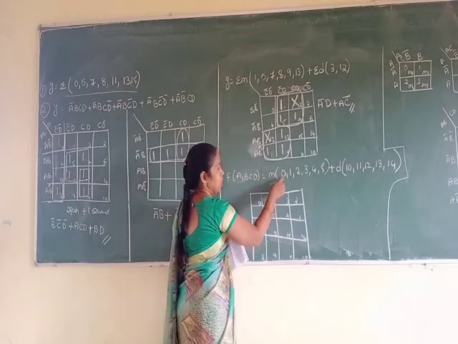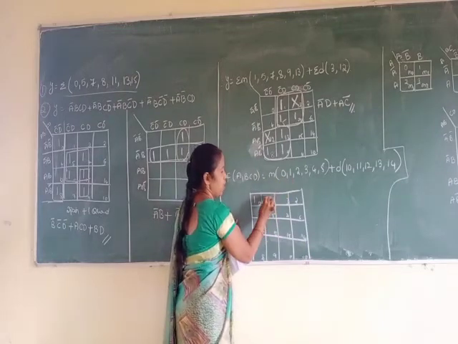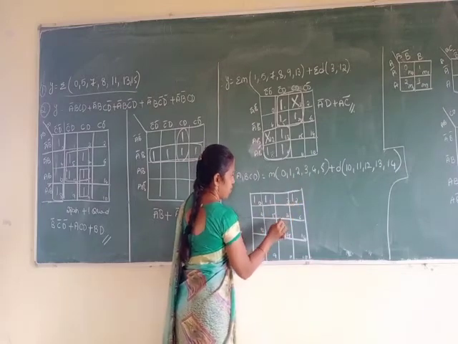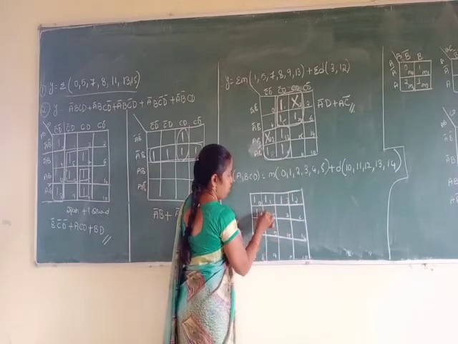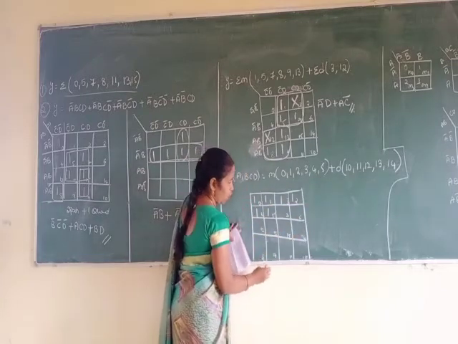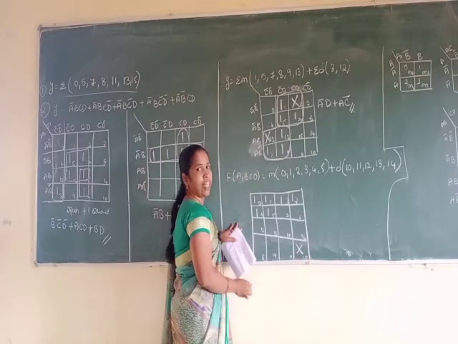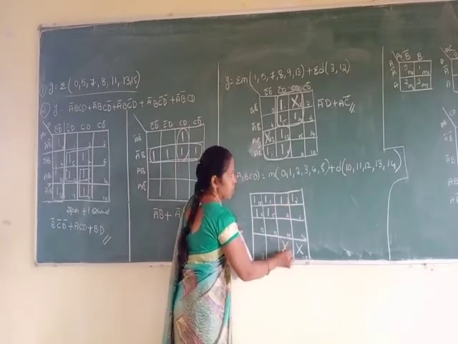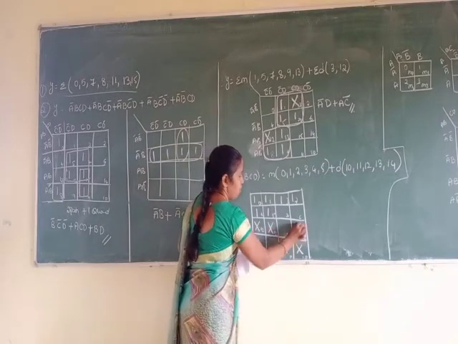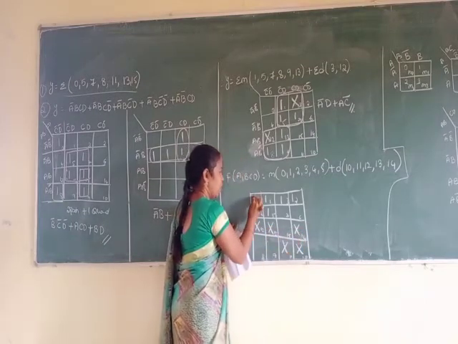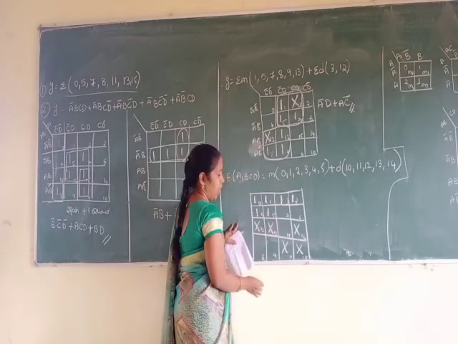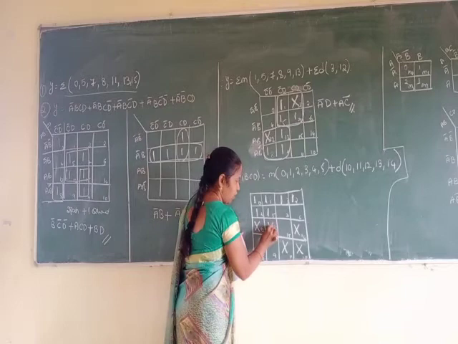Now again, 0 placing 1, 1 placing 1, next one is 2, 3, 4, 5. Now the don't care condition here is 10. So where 10 is there, I am placing X. Next one is 11. Next 12, 13, 14. So here you have the min term values.